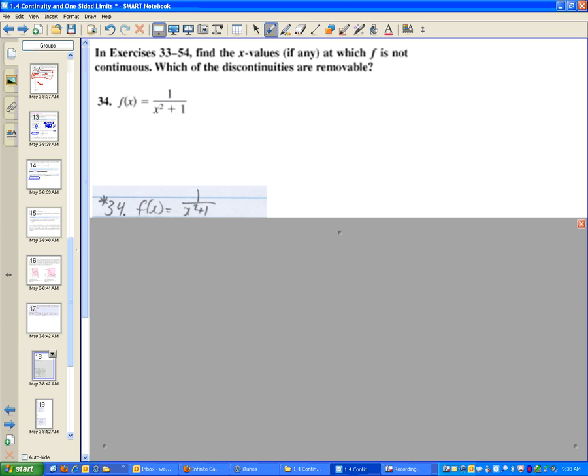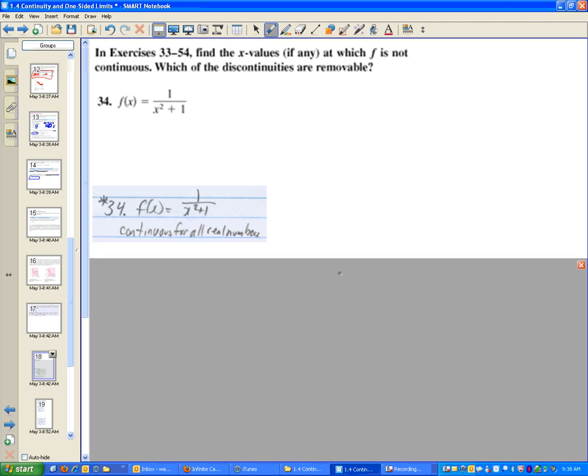Rational functions are continuous throughout their domain. So in other words, we're looking for what numbers are not in the domain. What numbers could replace x and make the denominator equal 0? Are there any? There aren't any. Because if you take a number and you square it, you always get 0 or positive, right? You never get a negative. So a 0 or a positive number plus 1, so that's never going to equal 0. So the denominator never equals 0. So this function is continuous for all real numbers.